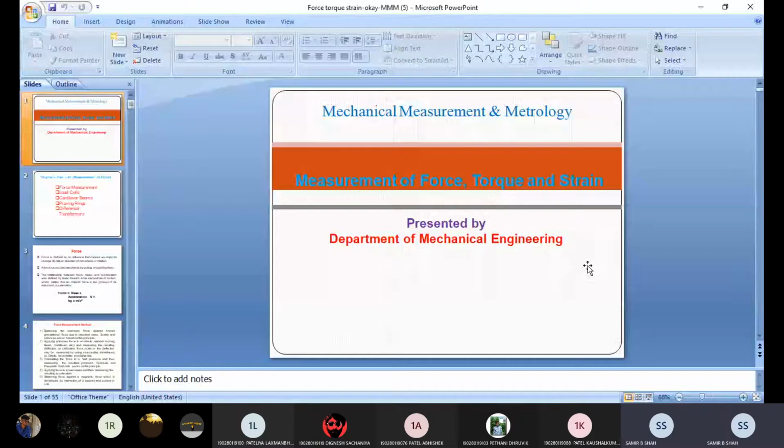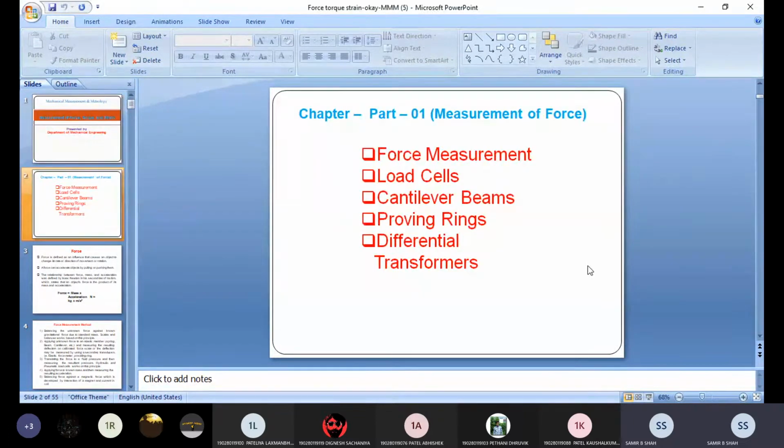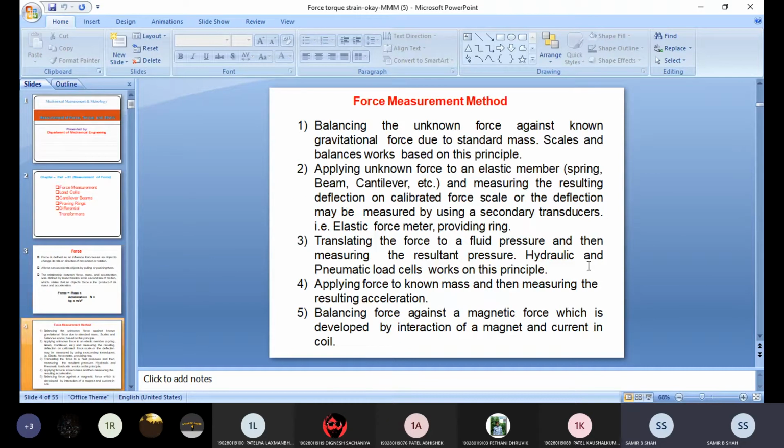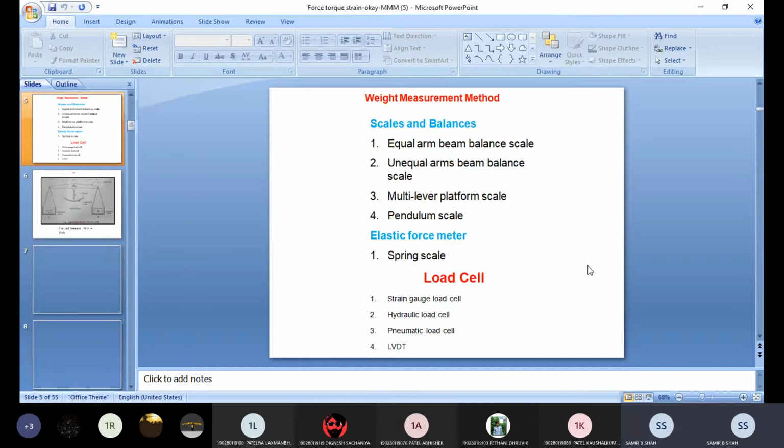Force measurement instruments, where we discuss the direct and indirect kind of measuring instrument. As you know very well, earlier we discussed force measurement, where load cell, cantilever beam, proving ring, and different kinds of transformer were studied in the previous lecture.